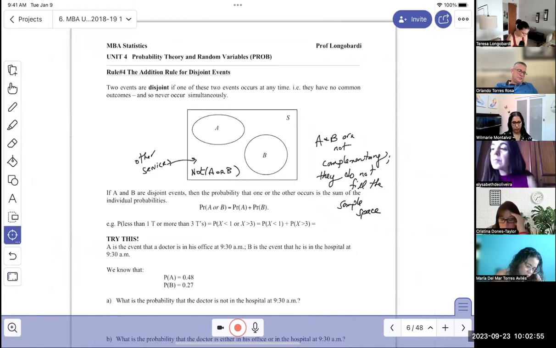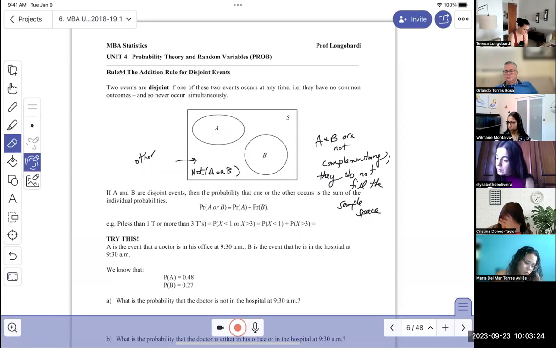So here's an example. A is the event that a doctor is in his office at 9:30. B is the event that he's in the hospital at 9:30. His office is not the hospital, so they're separated. And then I'll just call it other events in general. And then I ask you to answer a few questions here.